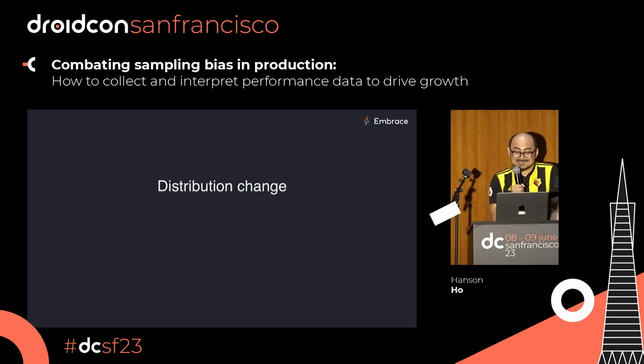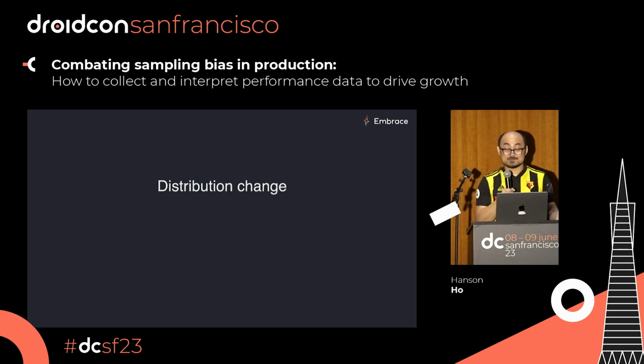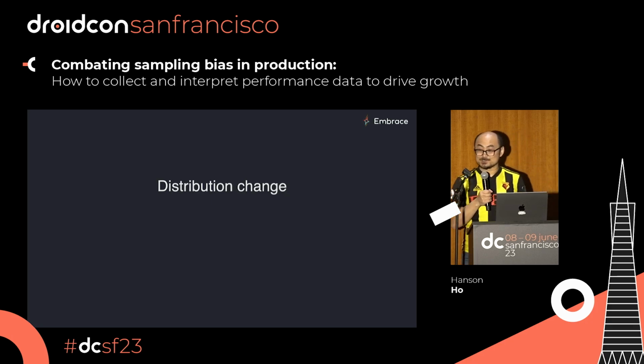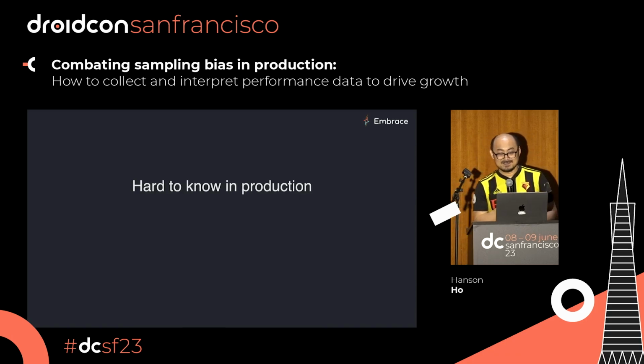Well, it's because the distribution changed. Some data points are no longer there. Some really slow data points dropped off, which actually drags up your mean and changes the distribution. And so the percentiles are all different, giving you different stories. And it's hard to tell that in production because of the noise.